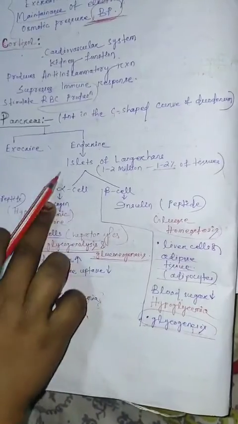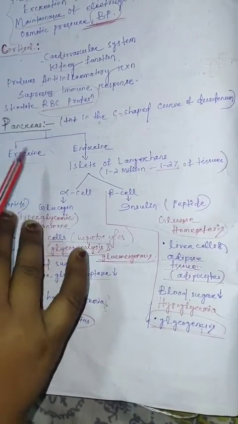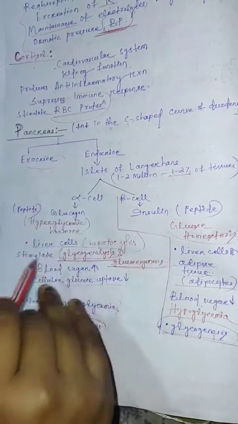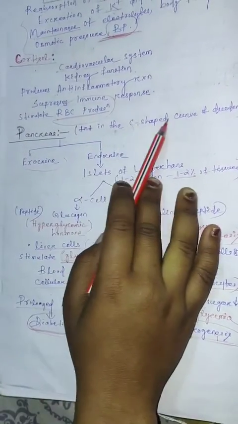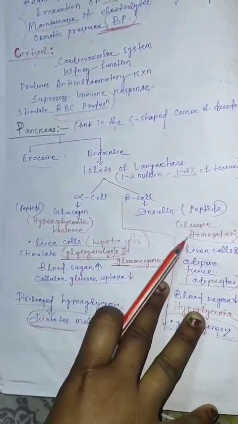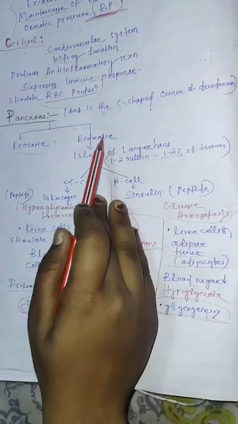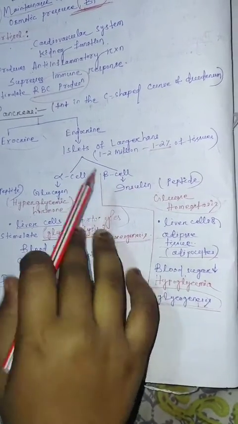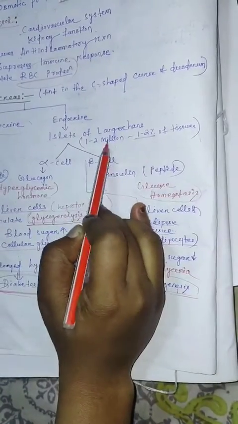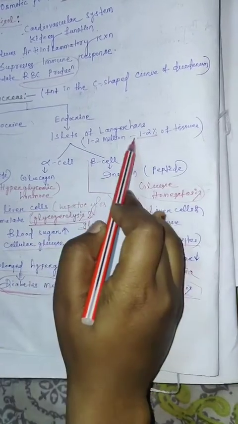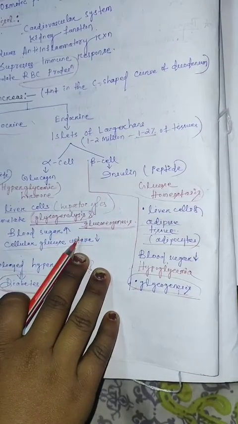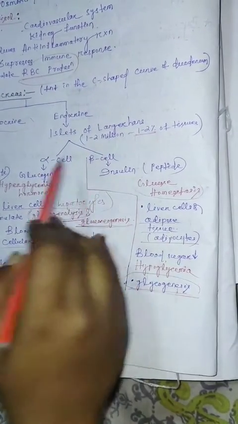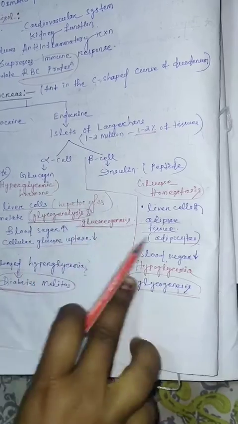Moving on to the next gland, that is pancreas. As we know, pancreas has both exocrine and endocrine effects. It is present in the C-shaped curve of duodenum. The endocrine part of pancreas consists of islets of Langerhans. In humans, they are 1 to 2 million in number, but they make up only 1 to 2% of the pancreatic tissue. Islets of Langerhans have two types of cells, alpha cell and beta cell.